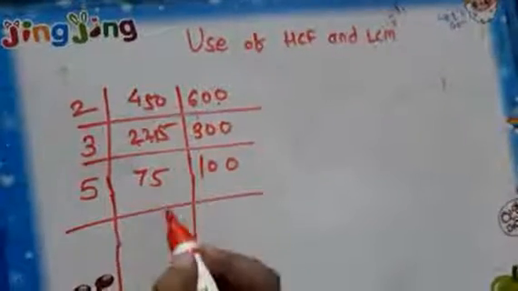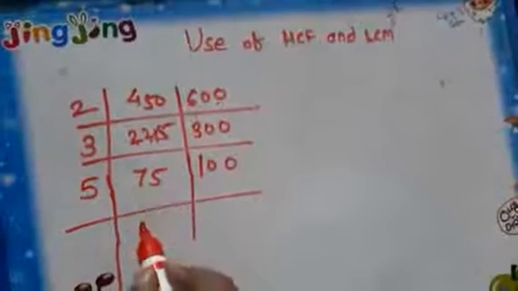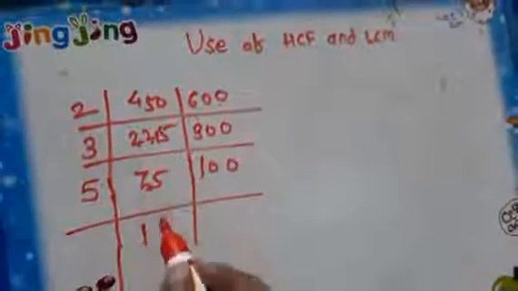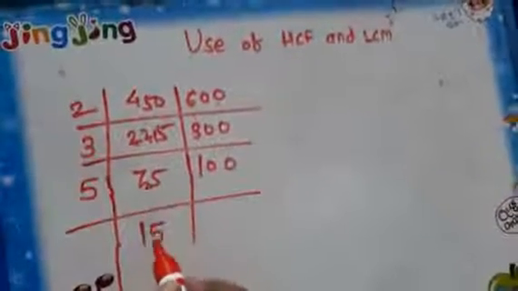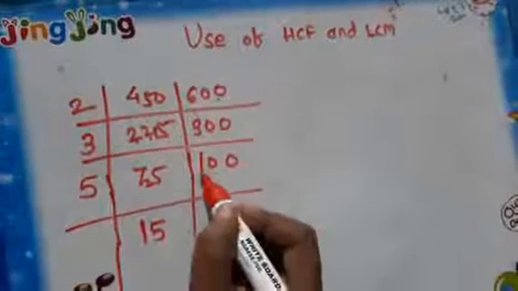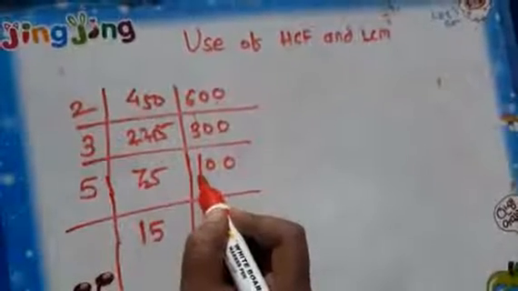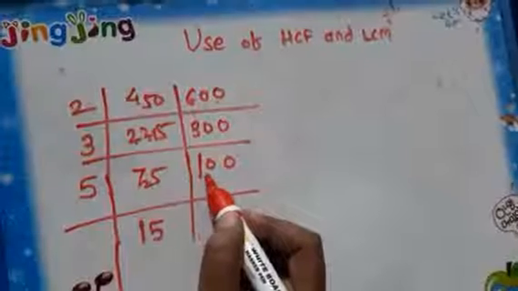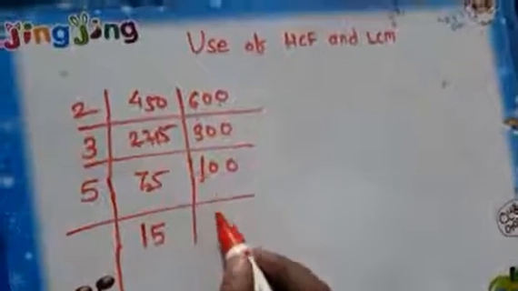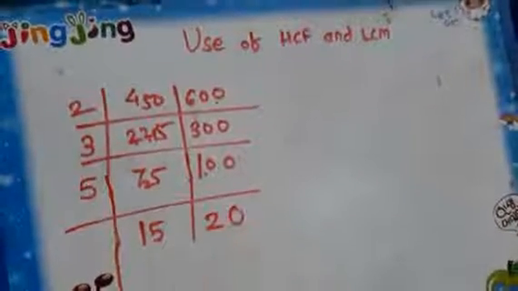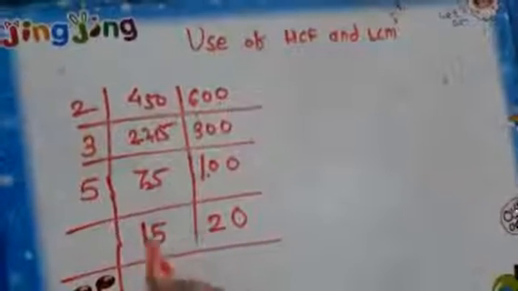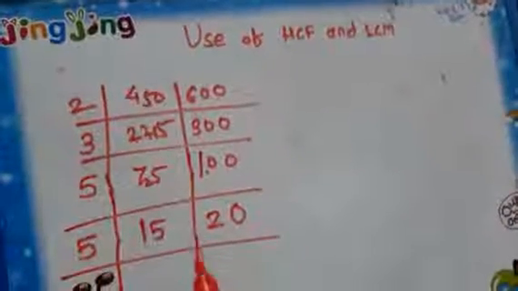Below 75, what should be written? See, the first digit is 7. So 5 ones are 5, 2 will remain, 25, so 5 fives are 25. In this, the first digit is 1, which is smaller than 5, so take 2 digits, 10. So 5 2s are 10, 0 as it is. Again these both numbers are divisible by 5, so we can take 5 here. 5 3s are 15 and 5 4s are 20.